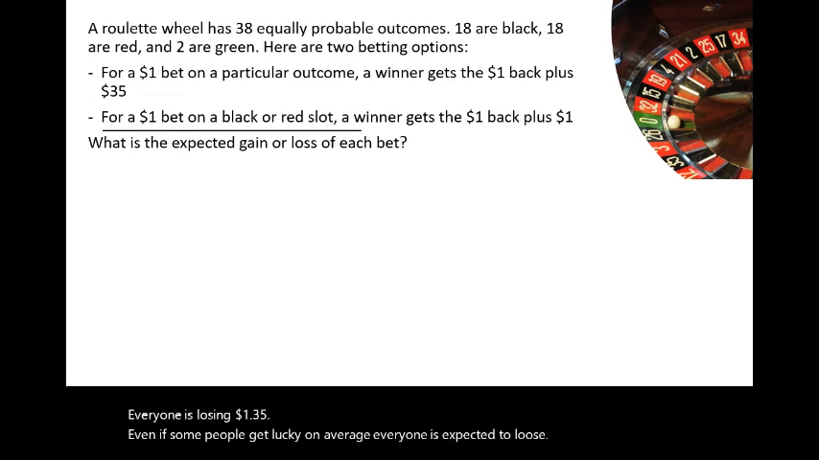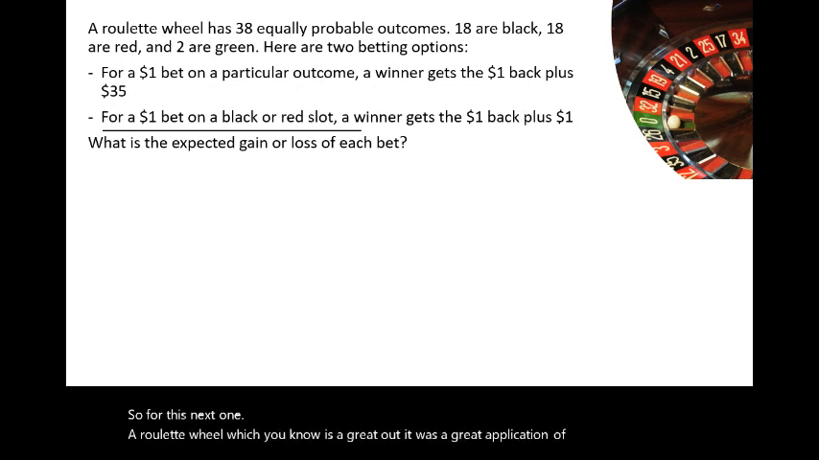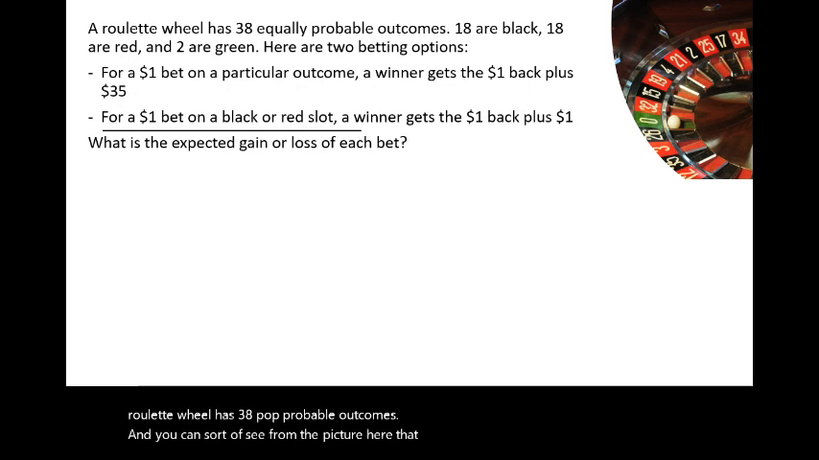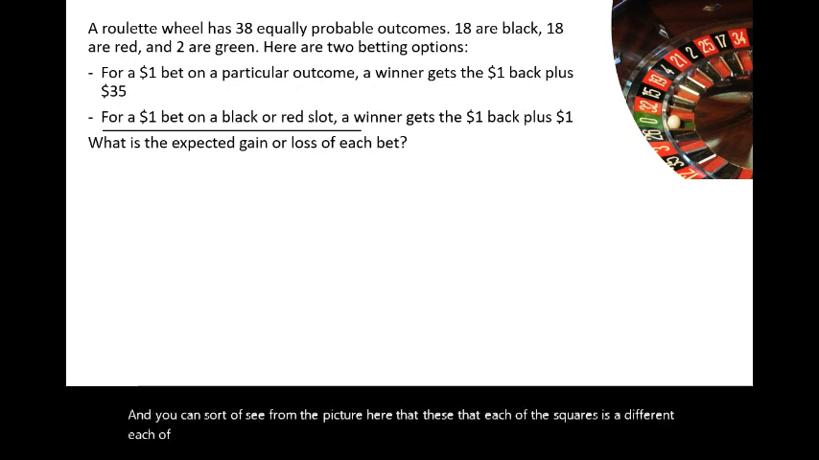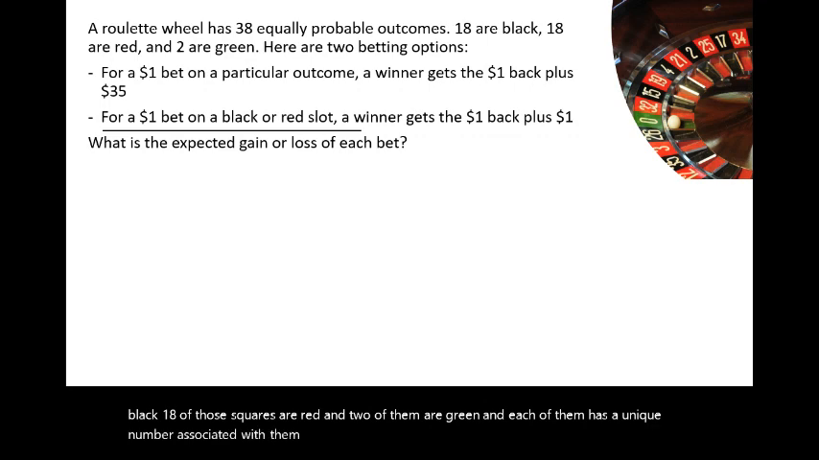So for this next one, a roulette wheel, which is a great application of expected value. A roulette wheel has 38 probable outcomes, and you can see from the picture here that each of the squares has a color, and each of the squares has a unique number. 18 of those squares are black, 18 of those squares are red, and 2 of them are green. And each of them has a unique number associated with them, so those are what are called particular outcomes. So this 21 right here is considered a particular outcome.